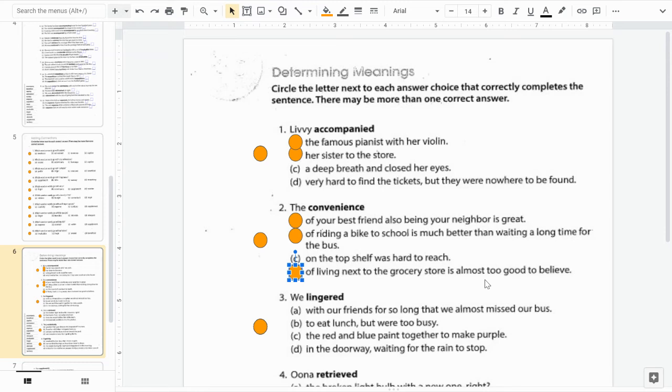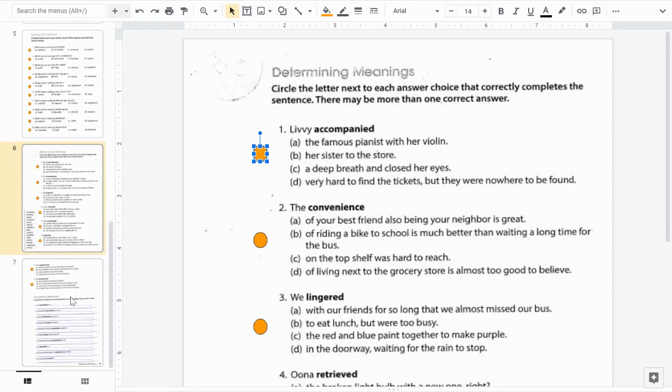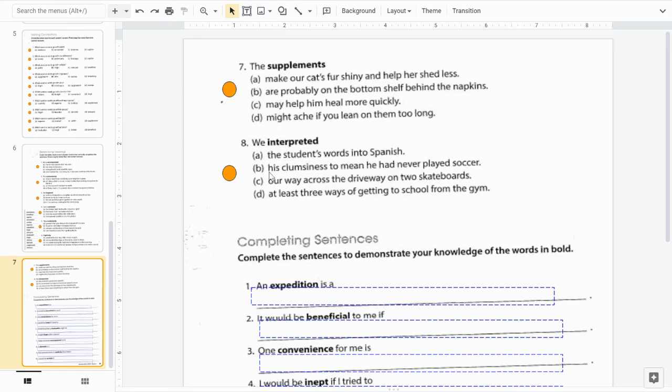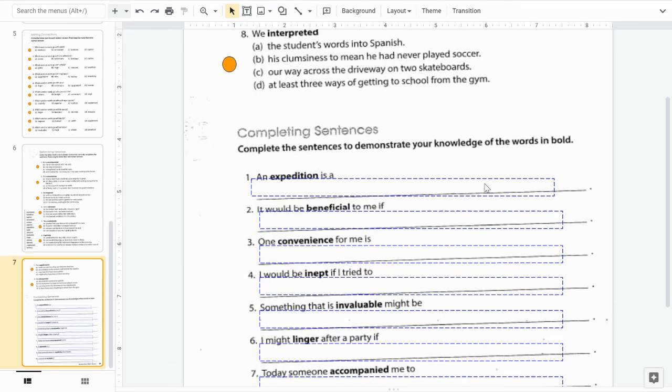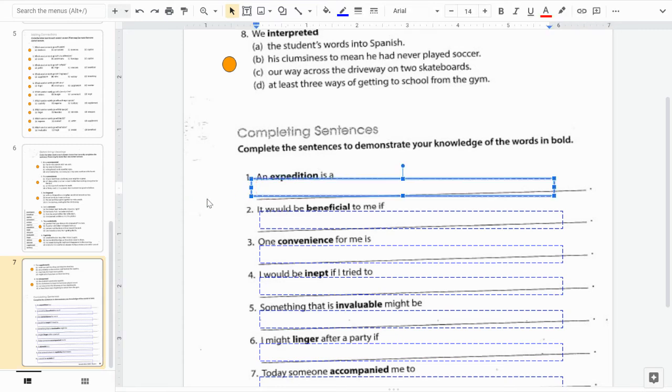I'm going to put these back. 1, 2, 3, 4, 5. And we're going to move to 8D on slide 7. Notice there's a couple here. Complete the sentence to demonstrate your knowledge of the words in bold. An expedition is, I could maybe remember to double click, is a group going on an adventure. Period.